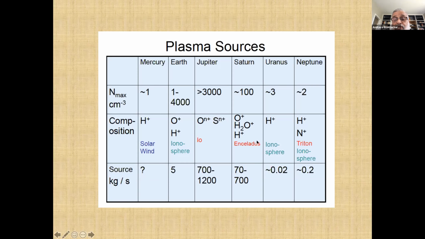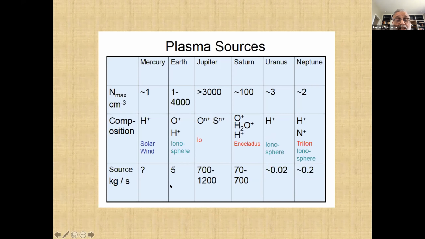Enceladus is a moon of Saturn, which plays an analogous role as Io does for Jupiter, and populates with oxygen, some amount of water and hydrogen. For Uranus, which is beginning to have more and more simulations done, it's actually the ionosphere. For Neptune, it is the Triton moon and the ionosphere which provides these.